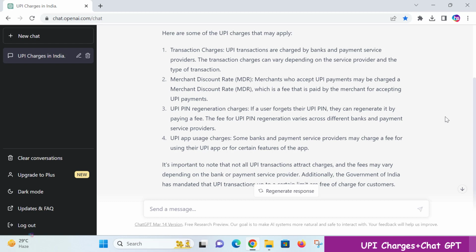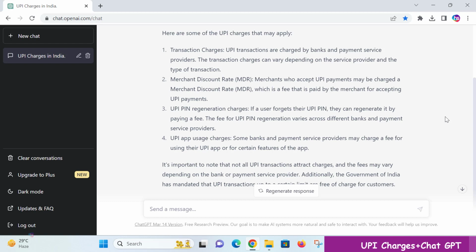And UPI PIN generation charges. If a user forgets their UPI PIN, they can regenerate it by paying a fee. The fee for UPI PIN generation varies across different banks and payment service providers, if they are charging.